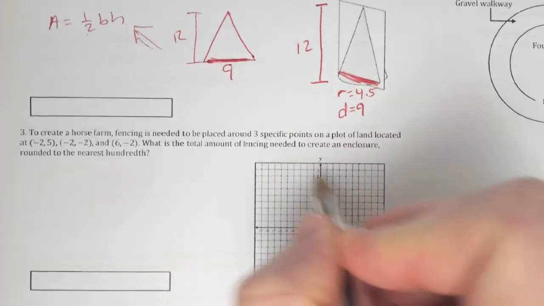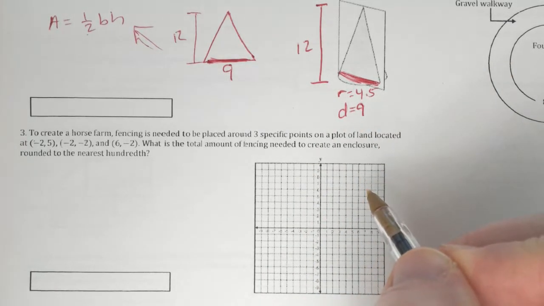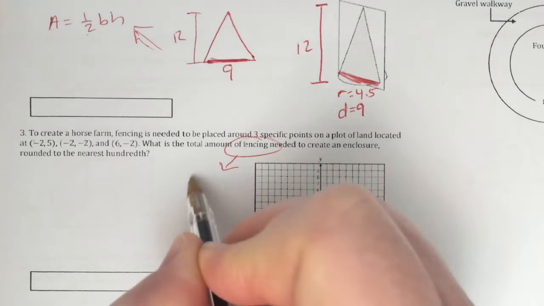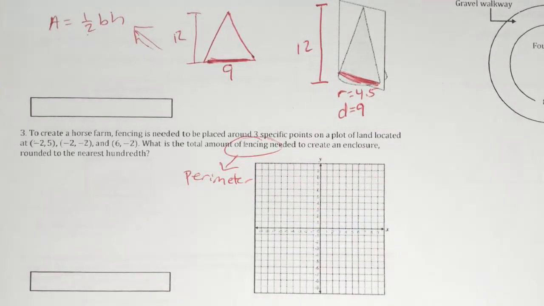So what is that asking for? Is that area, perimeter? What are we looking for? So we want to know how much fence we have. So that would mean perimeter. So we're looking for the perimeter of this.